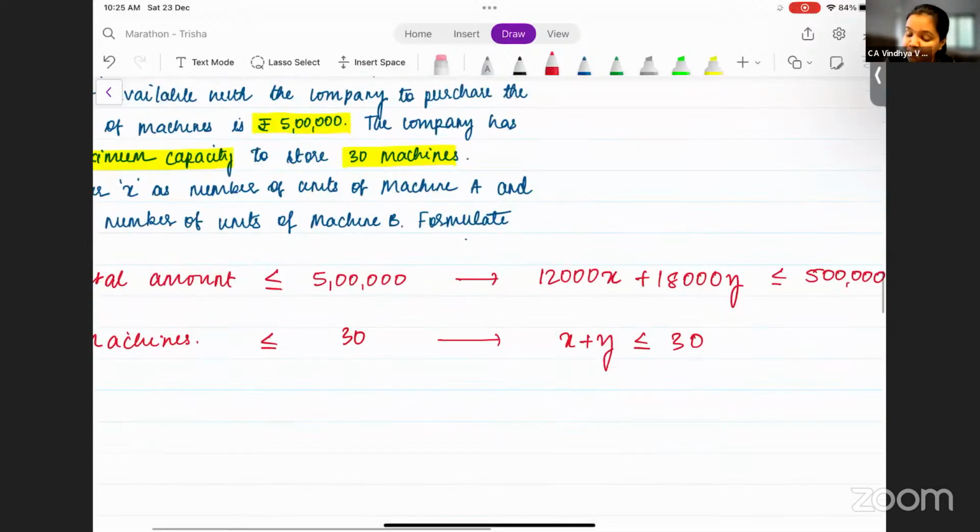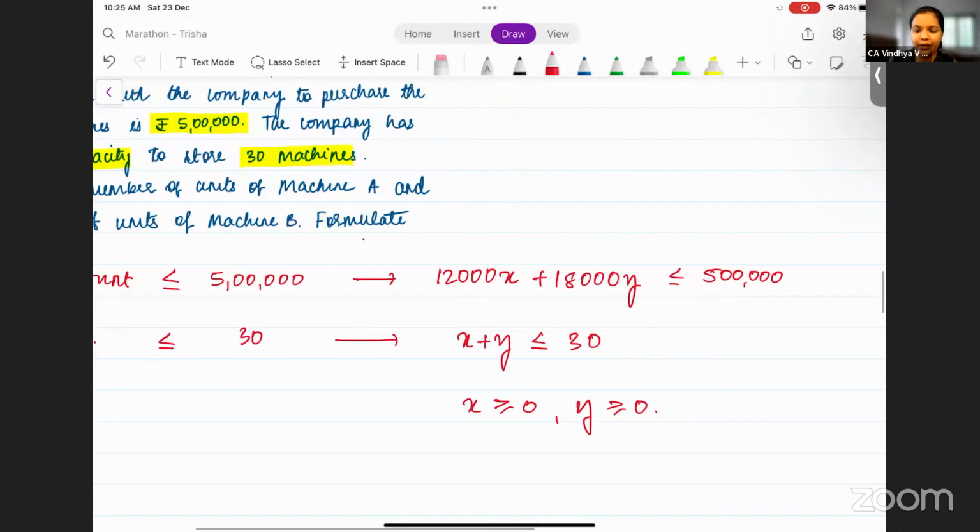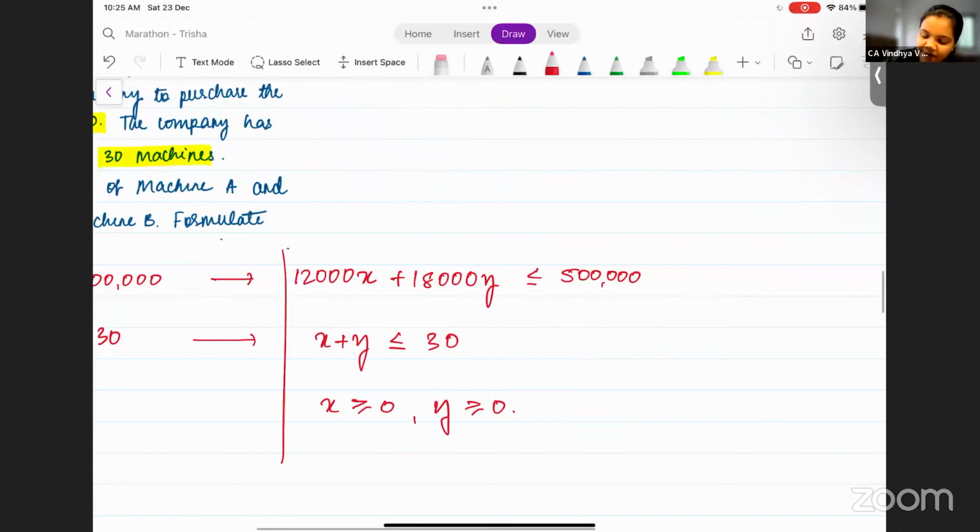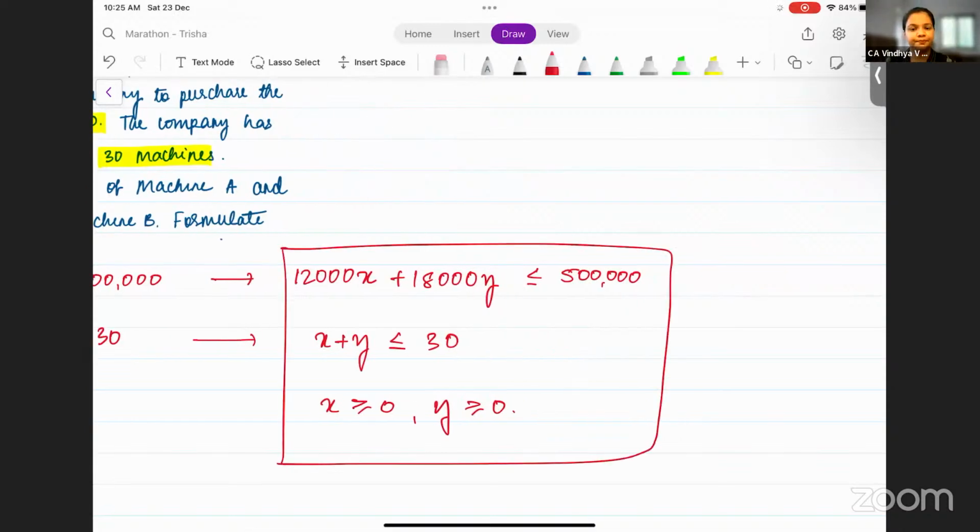So here it's important for us to realize that the value of X should be greater than or equal to 0, as well as the value of Y should be greater than or equal to 0. All right. Now in the examination, all this will be given in the options. You just have to verify which is the correct option. I hope this is clear.